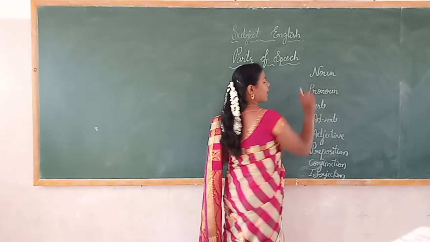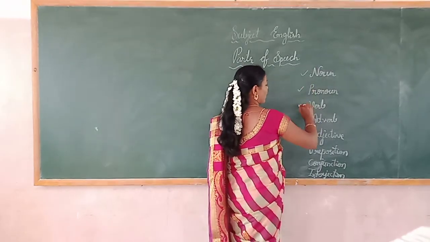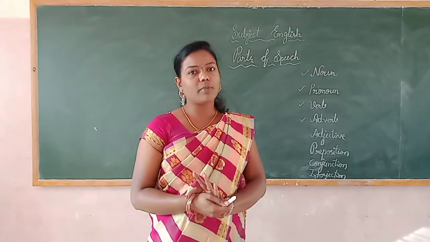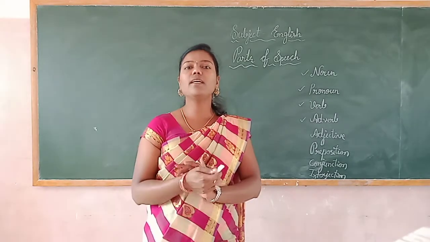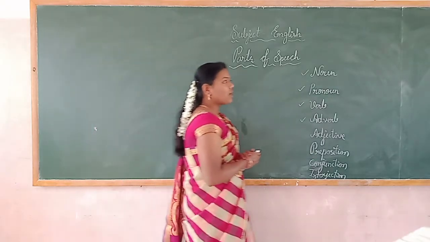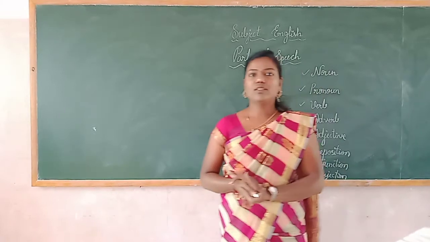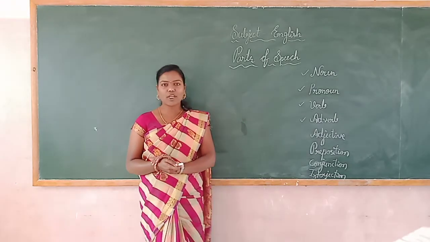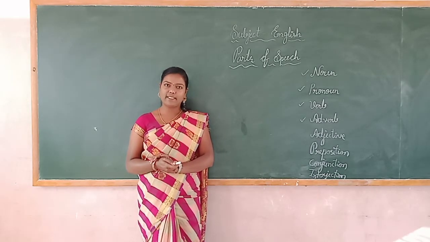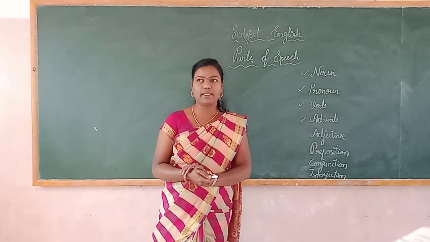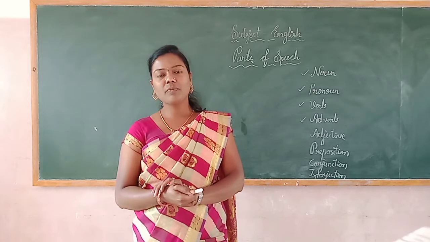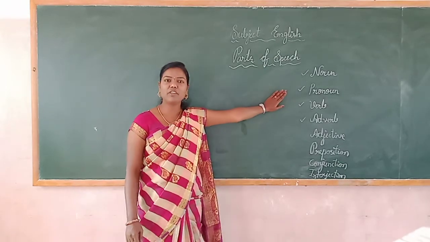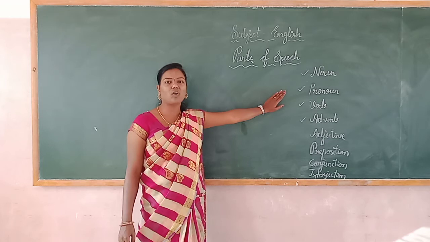So in previous class we have discussed noun and pronoun and verb and adverb. What's the meaning of noun? Noun, it is a naming word of person, place, animal and thing. Kamala, Bangalore, table, tiger and Shikaripur are examples for noun. Bangalore and Shikaripur are naming words of place, Kamala is the naming word of person, tiger is the naming word of animal, table is the naming word of thing. So noun means naming word of person, place, animal and things.